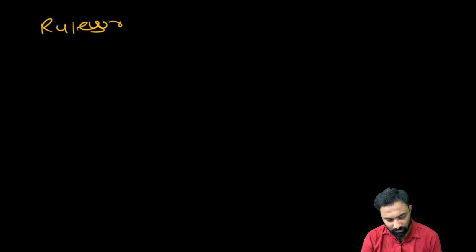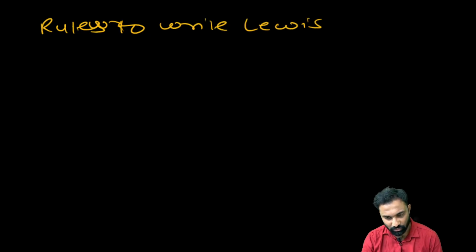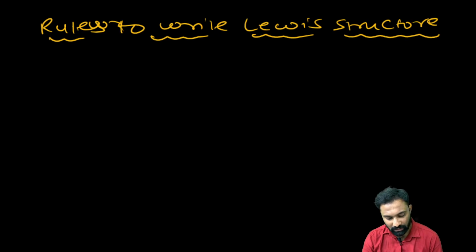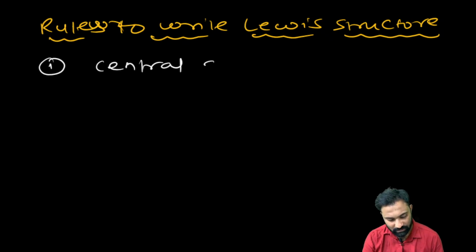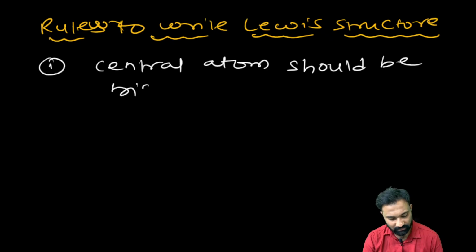Next, rules to draw Lewis dot structures, rules to write Lewis structures. Clear? Now what are the rules you have to remember to draw the Lewis dot structure of any compound? First one: the central atom should be bigger in size.